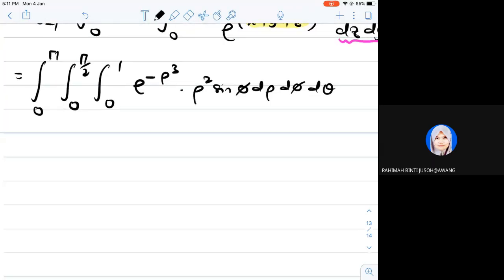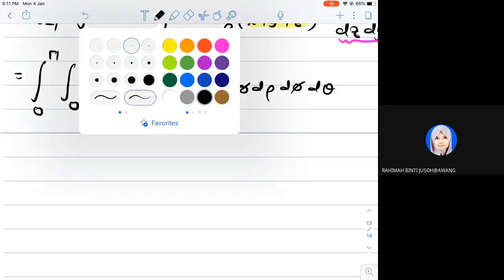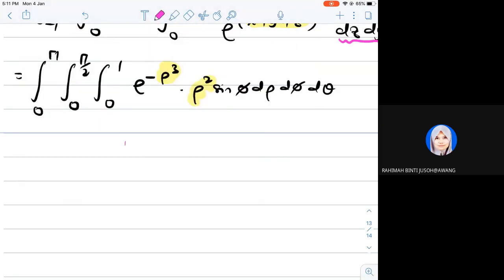Okay. Look here, guys. Kita ada rho cube. Kita ada rho square kat sini. So we need to have substitution. So we let u equals to negative, nak jadi negative, tak payahlah negative, nanti opening. Okay, rho cube. Macam tu. So differentiate u, we will get 3 rho squared d rho.